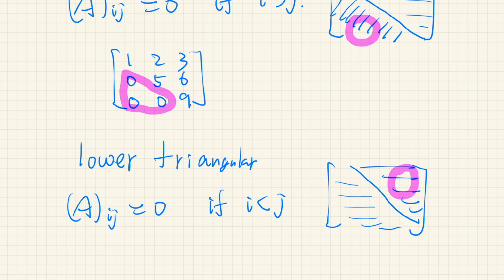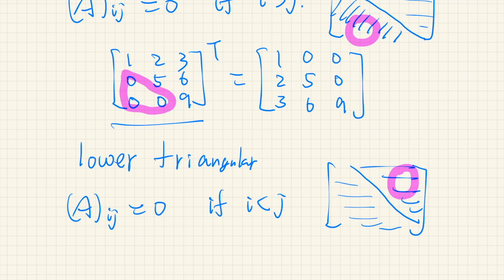For example, take the transpose of this matrix. Then we have 1, 2, 3, 0, 5, 6, 0, 0, 9. So this is a lower triangular matrix because the lower triangle contains non-zero elements, and above the diagonal they are all zeros.